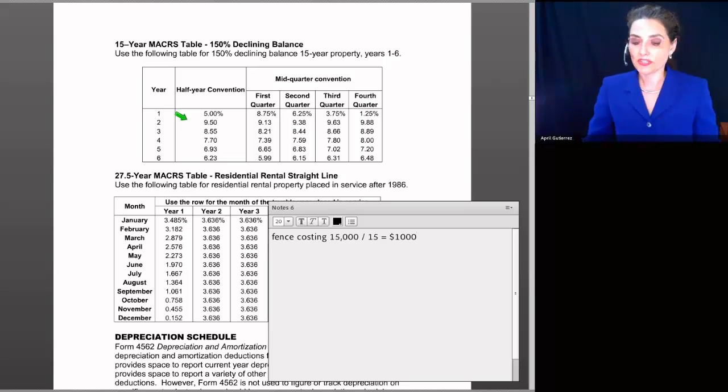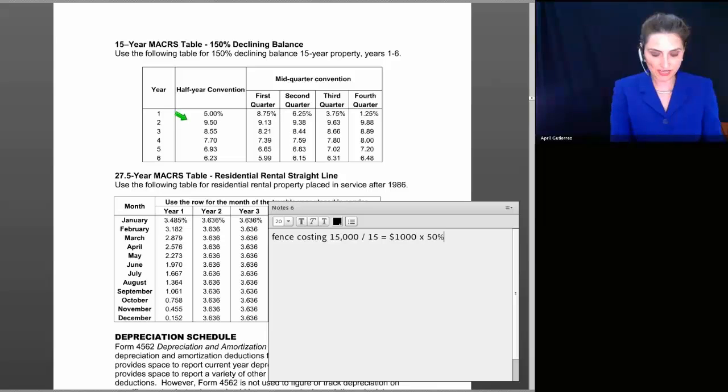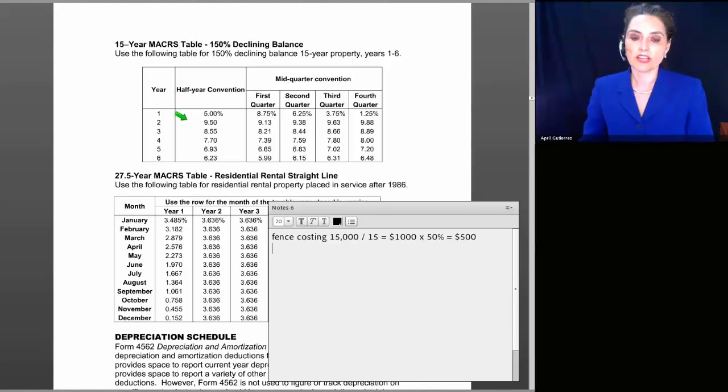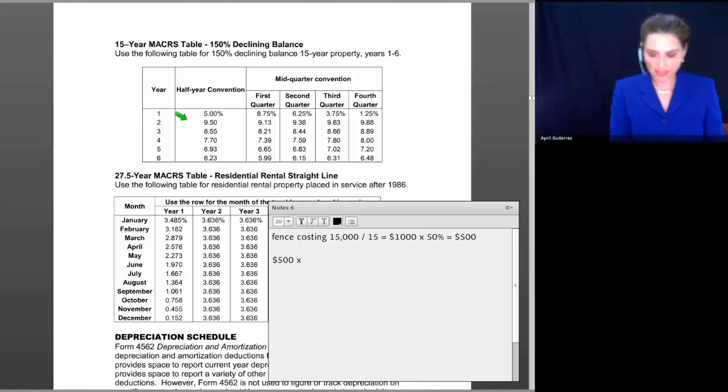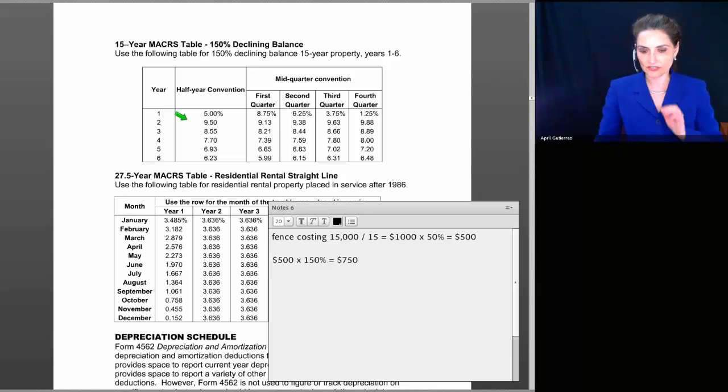But in the first year, you're going to have to apply the half-year convention. So you're going to multiply that by 50%. So in the first year, you're only going to be allowed $500 on that fence. And if you were going straight line, that would be your deduction. But if you're going to apply 150% declining balance, you're going to take that $500 and multiply it by 150%. And when you do that, you get $750.